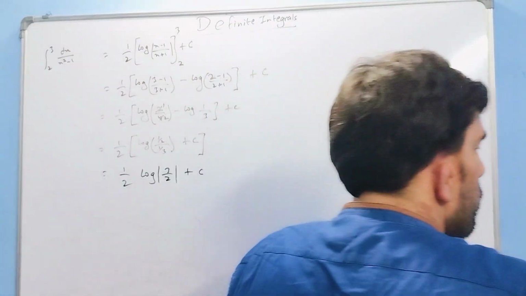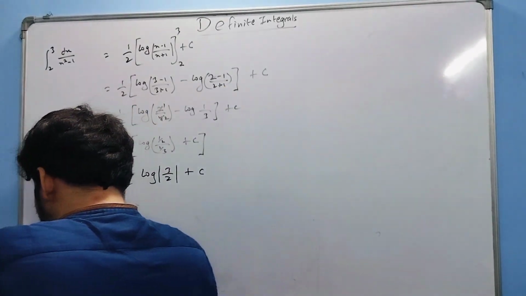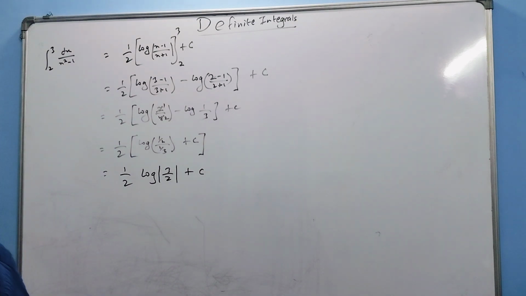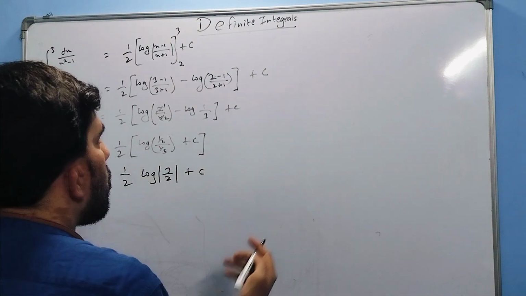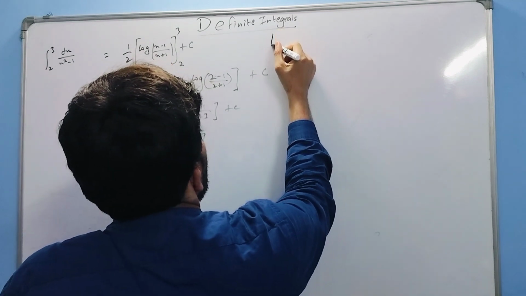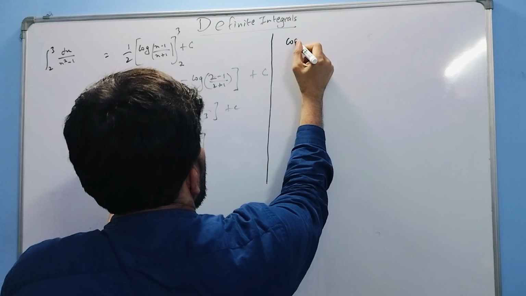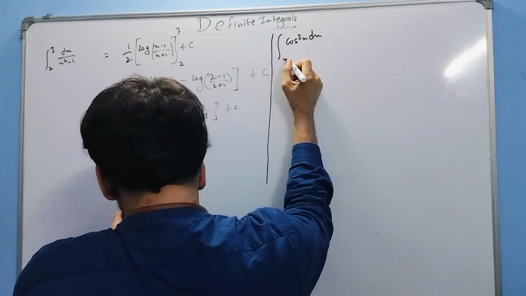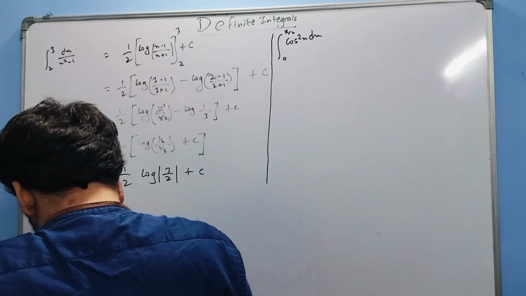Now let us try to solve more. The next question in my hand, the 12th question, is the integral of cos square x dx from 0 to pi by 2.